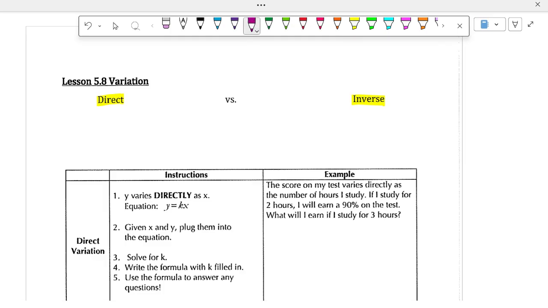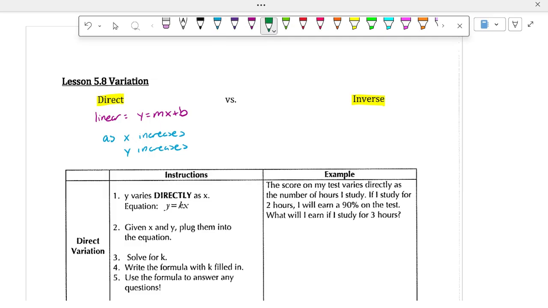So with direct, typically you see that with linear functions. So remember, that's y equals mx plus b. In other words, what direct means is that as x increases, y increases. Meaning that if one variable is going up, the other variable is going up. If one variable is going down, the other one's going down. They're doing the exact same thing.